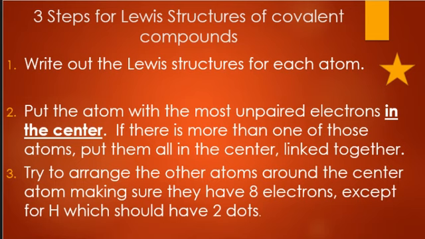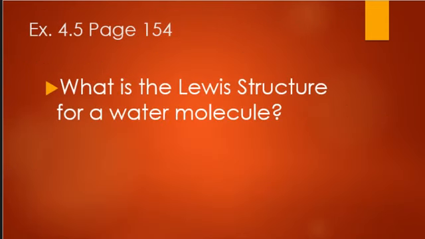Okay? So that video, I really liked how he put that. If there are more than one of those atoms, put them all in the center linked together. That happens with our carbons. Only with our carbons, okay? Well, for y'all right now. Try to arrange the other atoms around the center atom, making sure they have 8 electrons except for hydrogen, which is going to have 2. All right, so here we go. What is the Lewis structure for a water molecule? This is 4.5. Let's watch it.